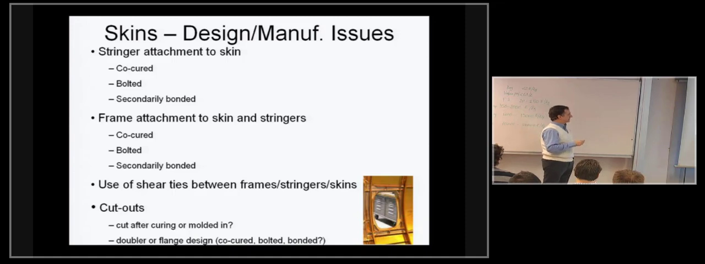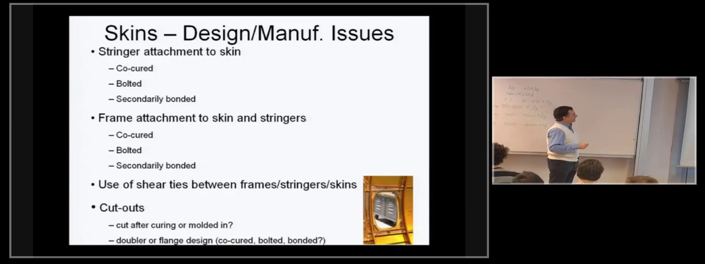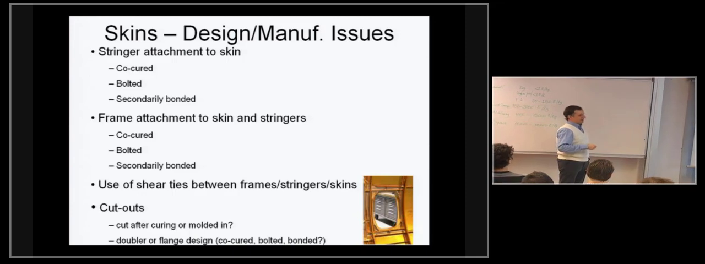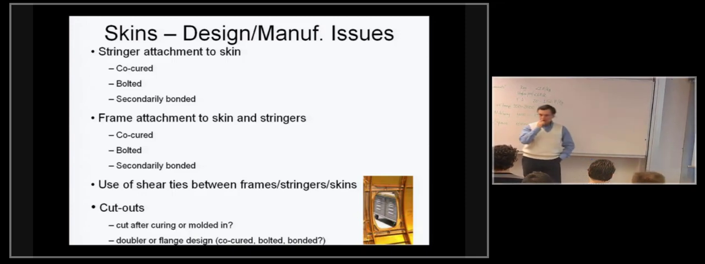And because, as I was saying earlier, of the assembly issues, the assembly cost being related to how many fasteners or bolts you have to put through the structure, that could be driving your cost up. And then secondarily bonded, which means, okay, I'm not trusting my resin. It's not as strong as a regular adhesive, so I'm going to put some adhesive in between the stringer and the skin. The frames attaching to skins and stringers, the same kind of story.